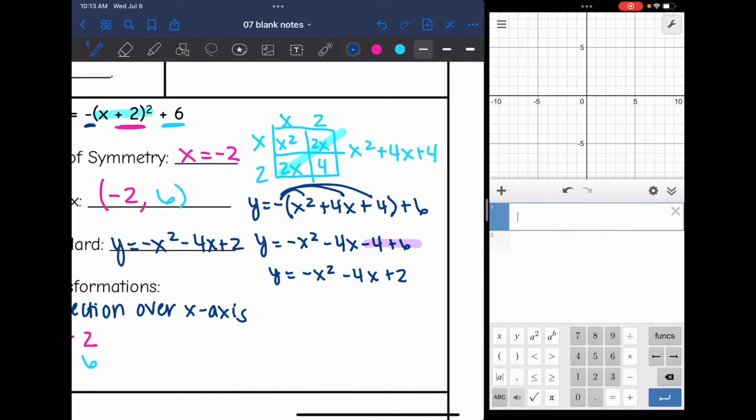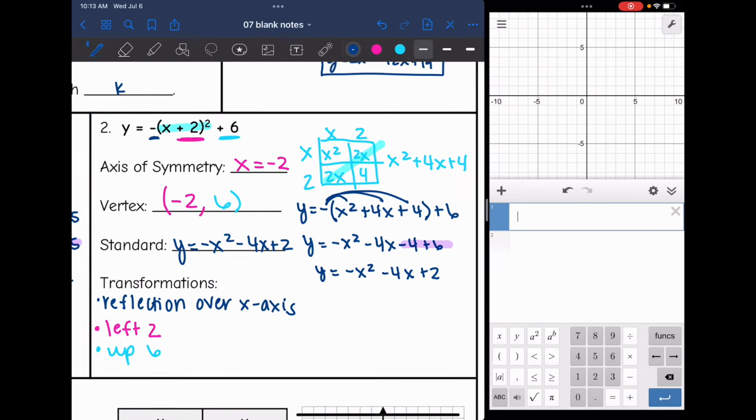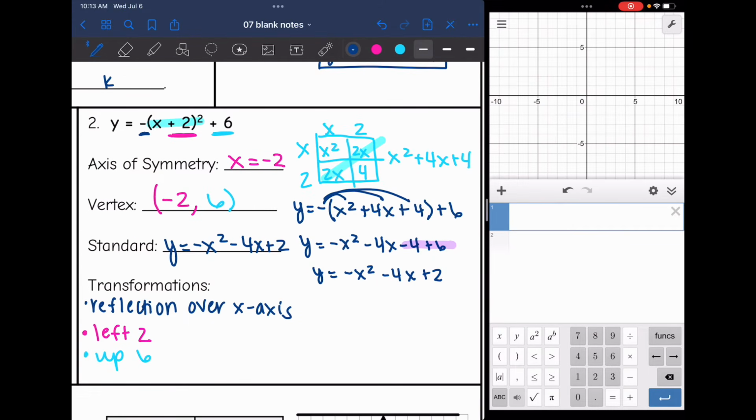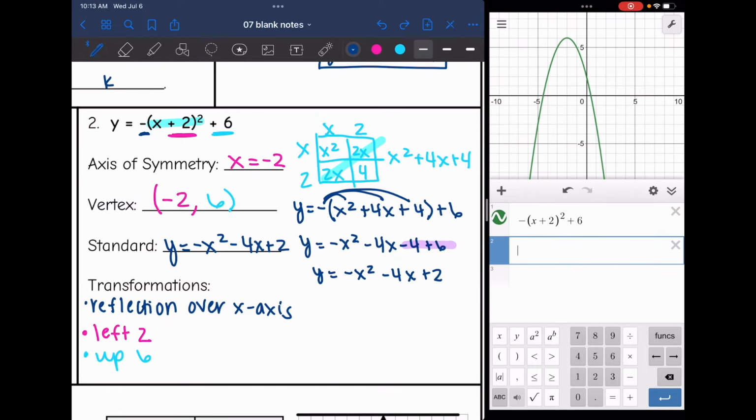And now I'm going to make sure that I converted correctly and did my transformations correctly. So I'm going to put the vertex form in Desmos, negative parentheses x plus 2 squared plus 6. Okay, looks like I got that reflection, and my vertex did go left and up. And the vertex is negative 2, 6 like I thought. Now let me graph the standard form that I converted to and make sure that it makes the same parabola, negative x squared minus 4x plus 2. It does, so we did that correctly.